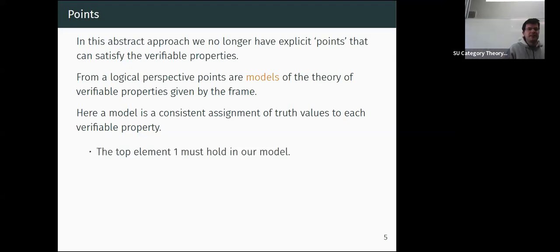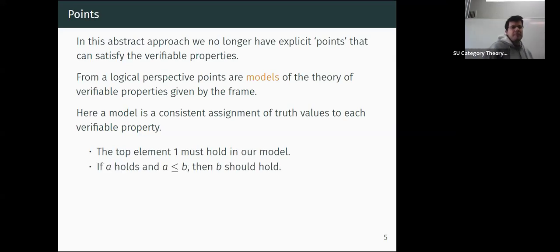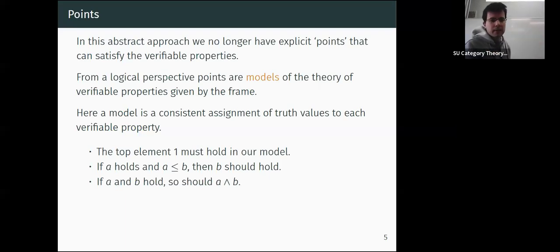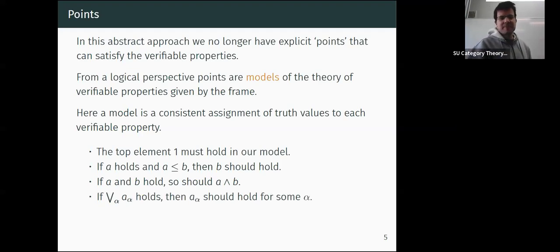So in particular, this means that this top element must always hold, right? It's the thing that's always true. So it should always hold in our model. If A holds in the model, and A is less than or equal to B, then B should hold, right? Because B is a weaker condition than A. If A and B both hold, then the conjunction of A and B should hold. And if you have an arbitrary disjunction which holds in the model, then one of the disjuncts should hold.